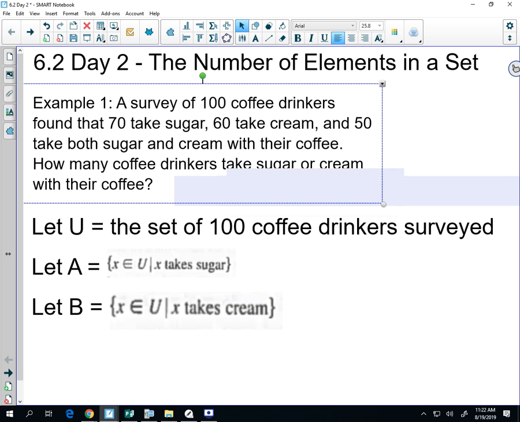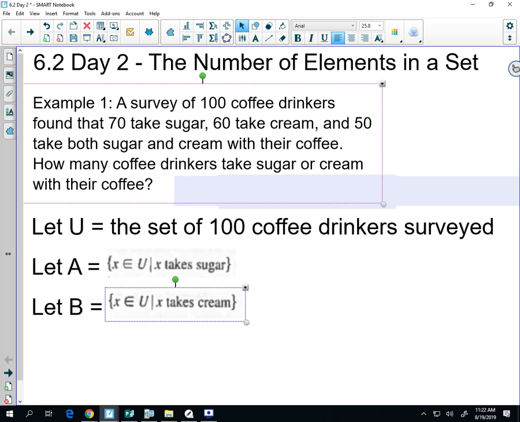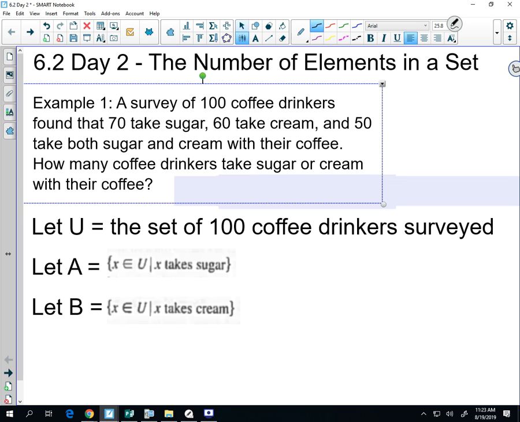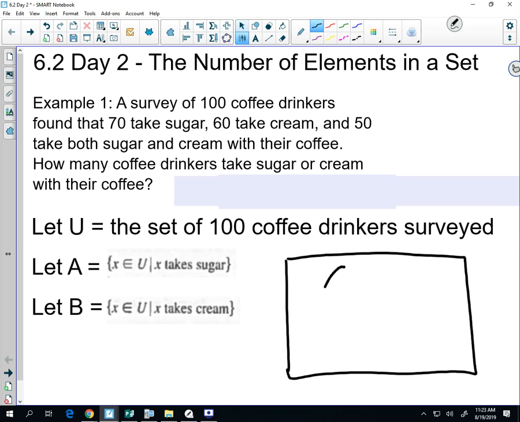So now we can say that B represents the X in the universal set that also take cream. Okay, so remember from yesterday, if we want to know how many take sugar or cream, then we're kind of asking for the intersect. No, we want the outside part, don't we? Okay, sorry. I'm going to draw a Venn diagram, and then we'll go from there.